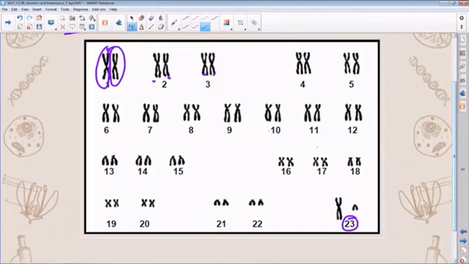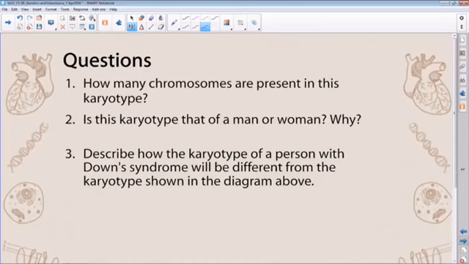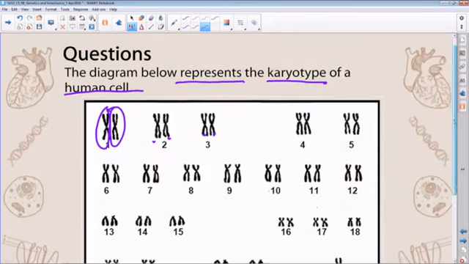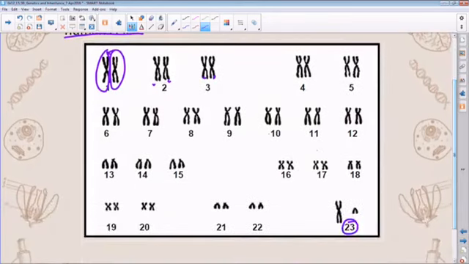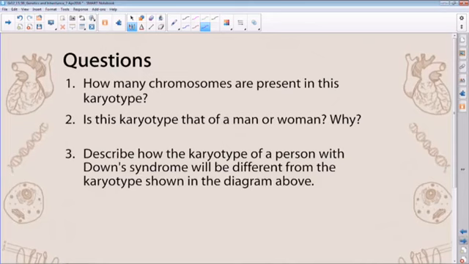So let's have a look at a couple of questions. How many chromosomes are present in this karyotype? Keep that in mind. Next one: is this karyotype of a male or a female? Next one: describe how the karyotype of a person with Down syndrome will be different from the karyotype shown in the diagram above. Okay, so let's have a look.